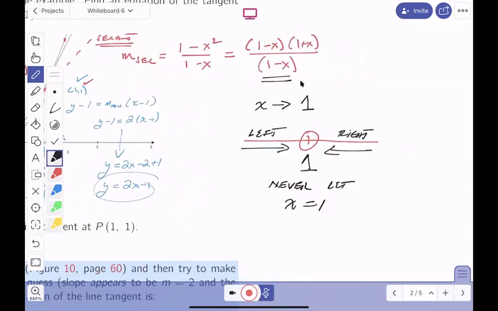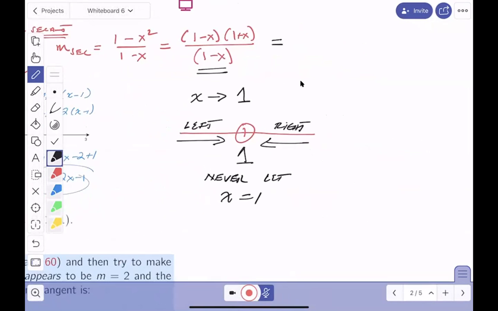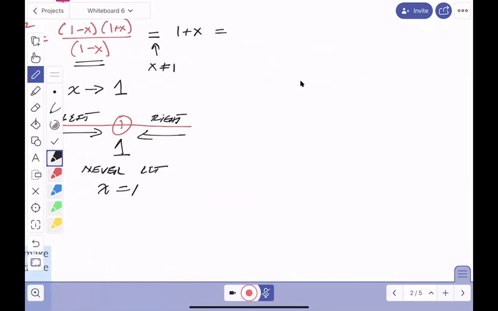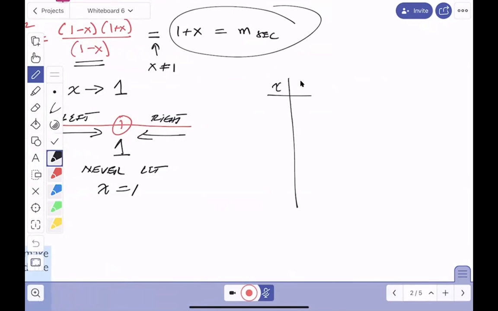All right, let's write this down. This equals, if x is not 1, 1 plus x. So I'm now going to say this over here is mc. What I want to do is make some tables up for you: x, mc; x, mc.